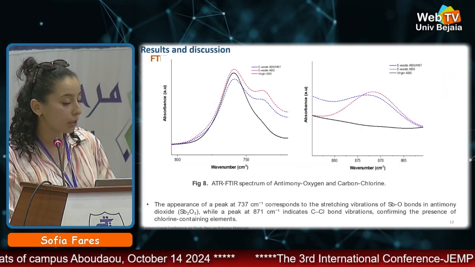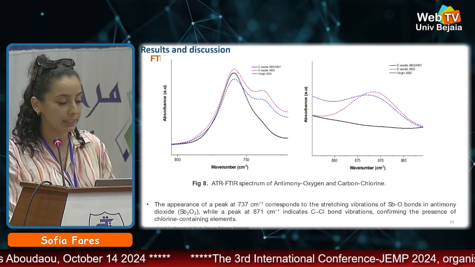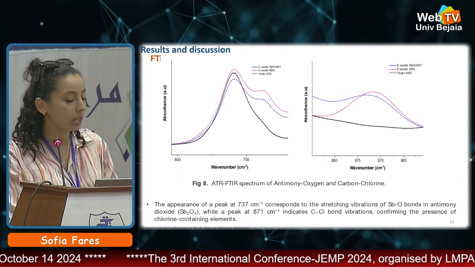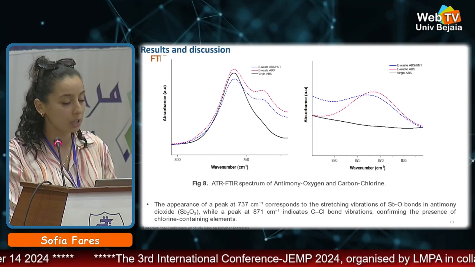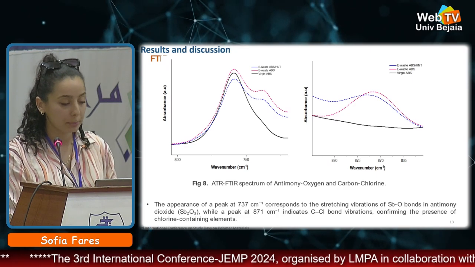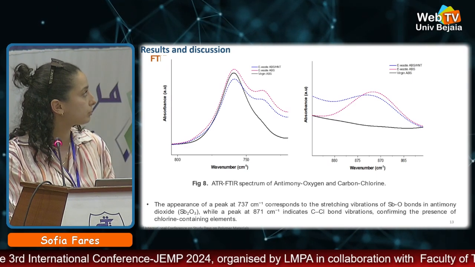The appearance of 2 other peaks, the first one at 737 corresponding to the antimony, and the second at 871 indicating the C-Cl bond vibration, confirming the presence of chlorine-containing elements.